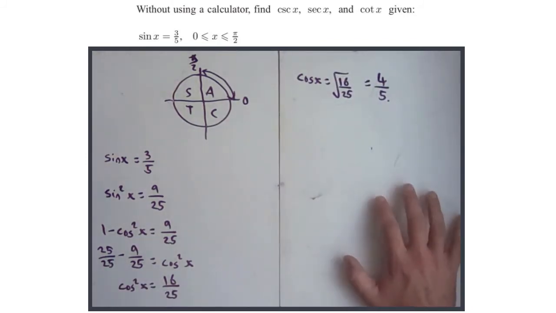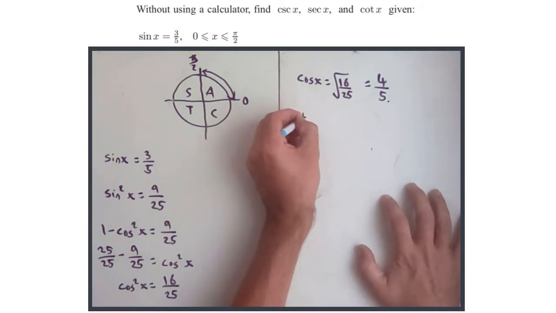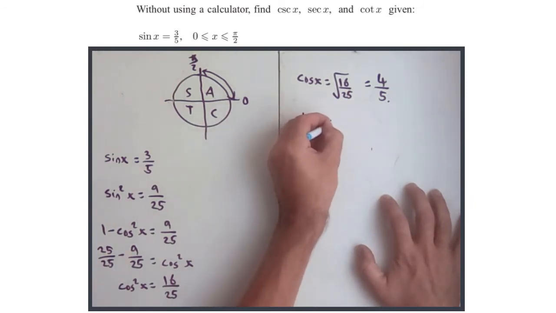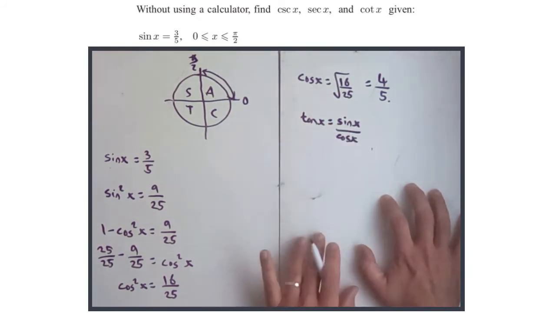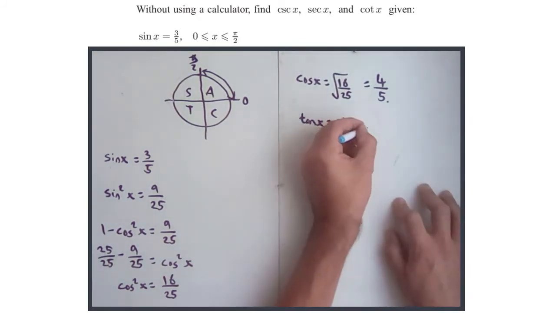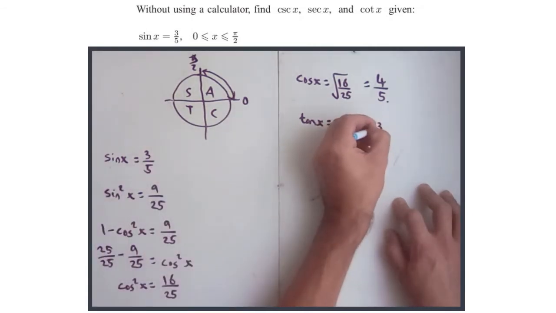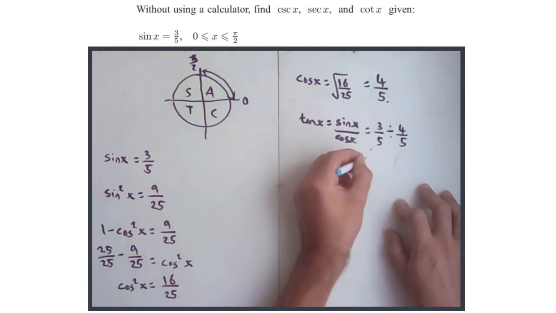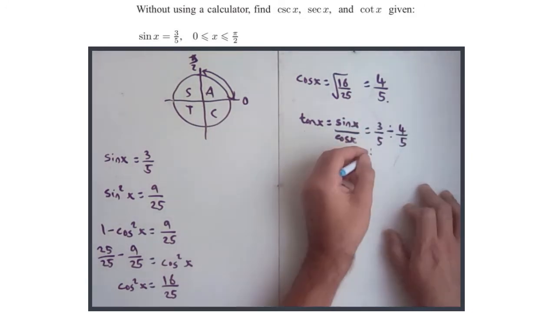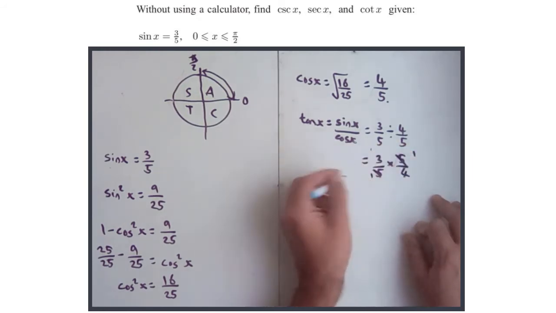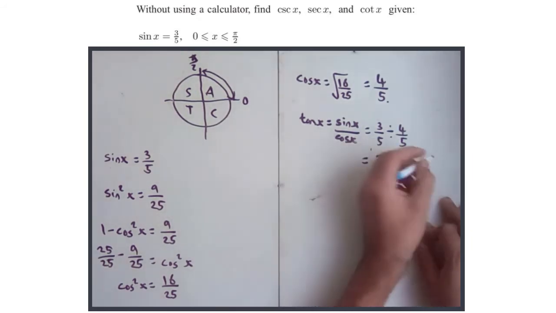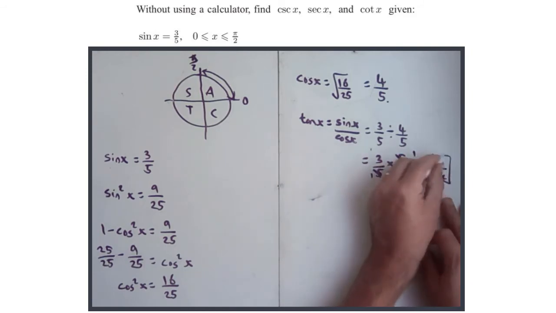So then tan x, remember that equals sine x over cos x. Which is going to be 3 over 5 over, which means divide, 4 over 5. Which is the same as, if we're dividing by a fraction, you can times by its reciprocal. So 3 over 5 times 5 over 4, cancel the 5s, 1, 1. Tan x equals 3 over 4, right?